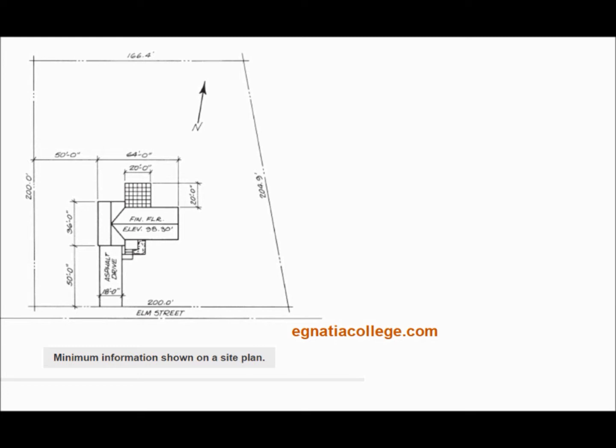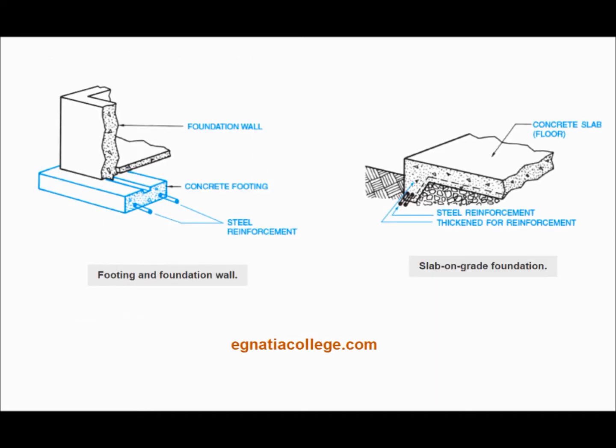Site plans often show other information, such as the slope or contour of the site and the locations of utilities. These are discussed in a later unit. Foundation plans.